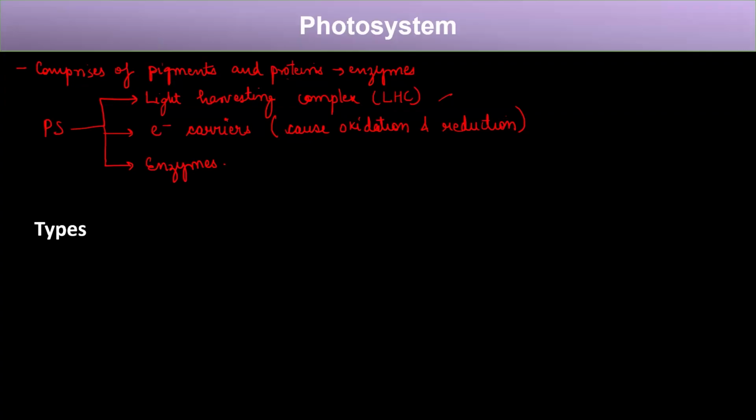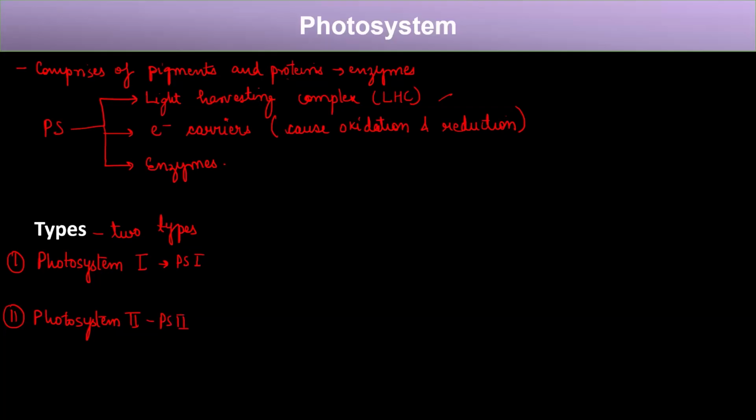Now, what are the types of photosystems? Photosystems are of two types. The first type is known as photosystem 1, or PS1. And the second type is known as photosystem 2, or PS2.